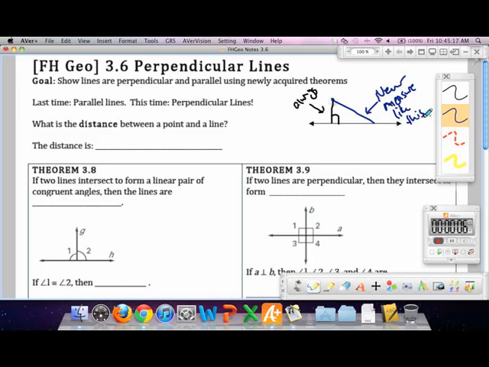You'll always measure at a right angle, never at a not right angle. It's just by convention. The distance is called the perpendicular distance. Distance to the line.